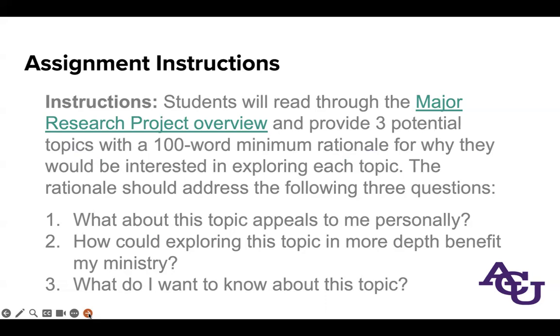These questions relate to the points we made about a project rationale earlier. Why is it important to you? Why are you interested in it? How is it going to connect to your context, your ministry context? And finally, what do you need to know that you don't already know in order to learn what you want to learn? This does reference the major research project.